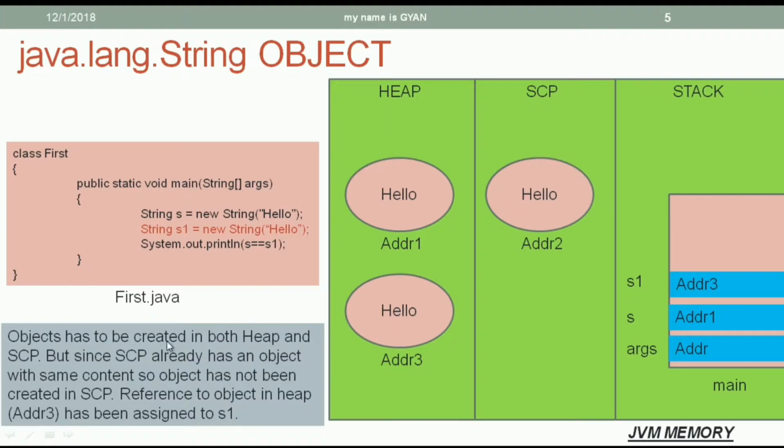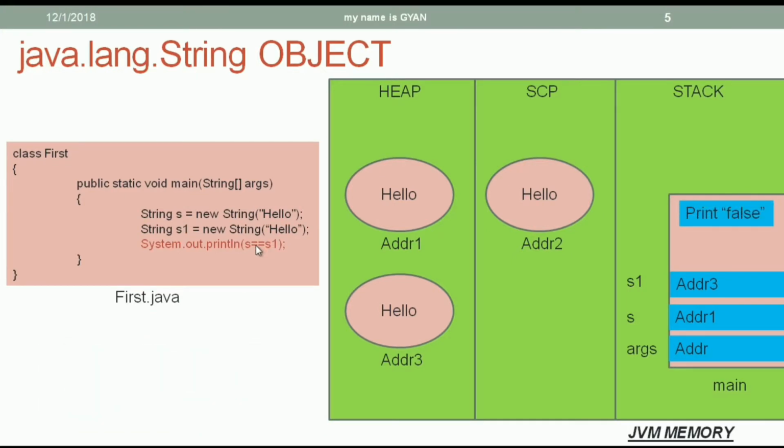Objects have to be created in both heap and SCP. But since SCP already has an object with the same constant, the object has not been created in SCP. The reference to the object in heap, that is ADDR3, has been assigned to s1. After that, we are checking if s is equal to s1 or not, and clearly s is not equal to s1. That's how it prints false.